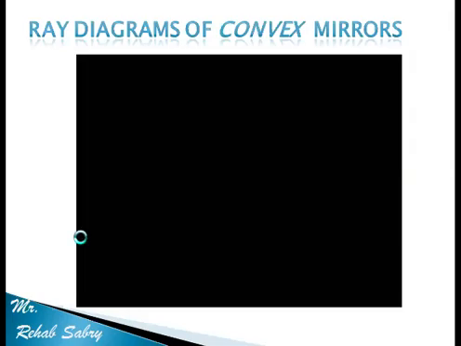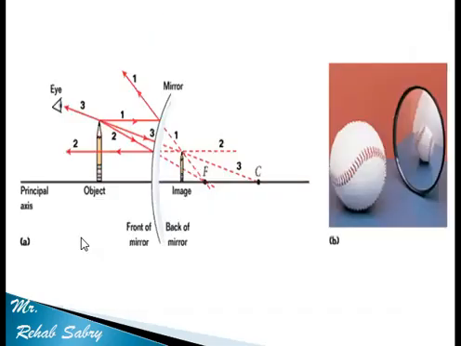Let's see the next slide. Okay, this is the diagram that we sketched or we observed last period, last slide. This is the object. This is the first ray. It reflects such that its extension passes through the focus, because it's parallel. This is the second one. The second one is passing along the focus, so it will reflect parallel. I'll extend them. They will meet each other here.